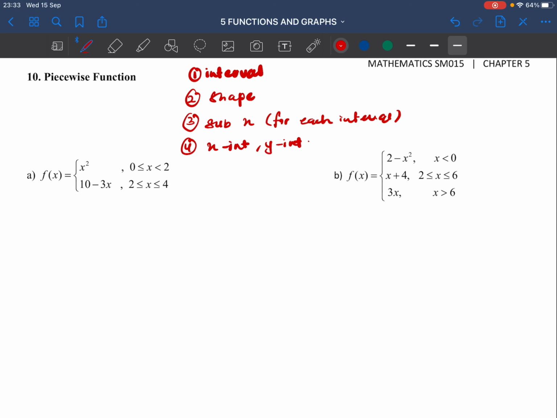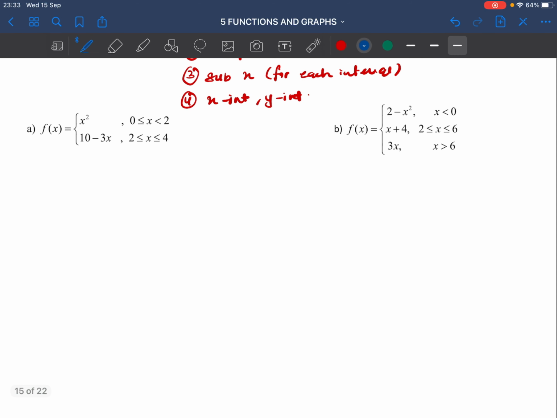Alright, so let's see question 1. We have fx is equals to x square and 10 minus 3x. So kalau kamu tengok kat situ, for both function dia ada interval dia. So the first thing that we have to do is we have to write the interval. So how to write the interval?